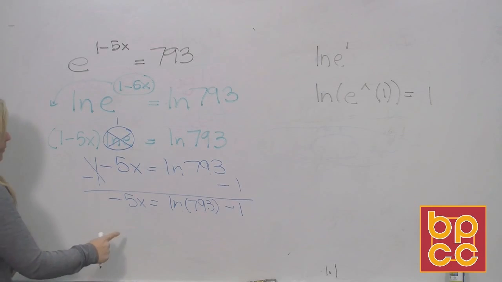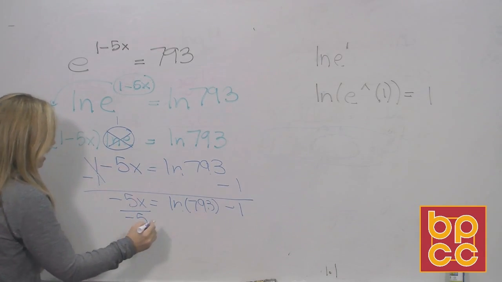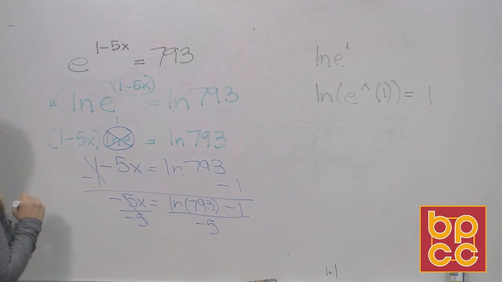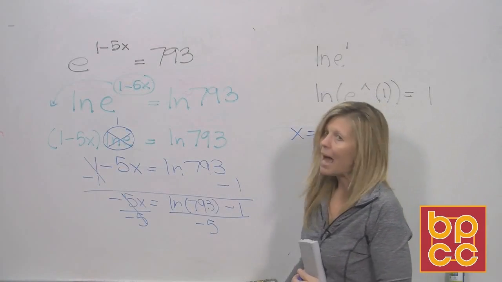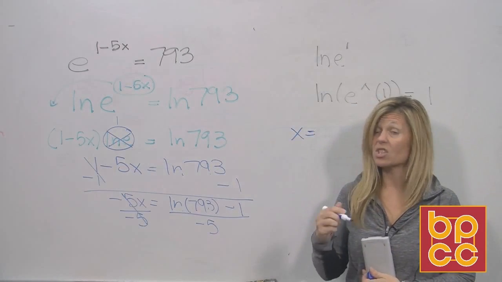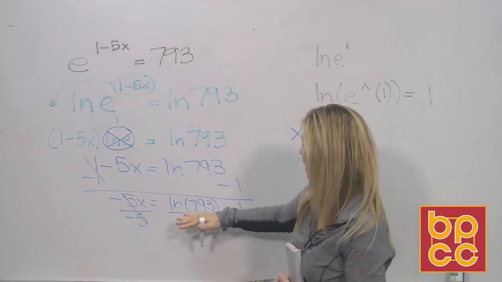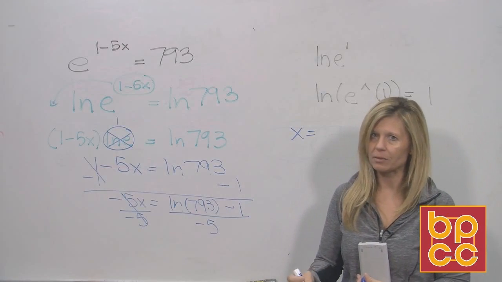Now we're not done. X is not by itself. We still got to divide by negative 5. Cross out the negatives. We get x equals. Well, now we got a problem because we've discussed this over and over again. When you type a final answer and it's a fraction, it has a fraction bar. The denominator always has to be positive.